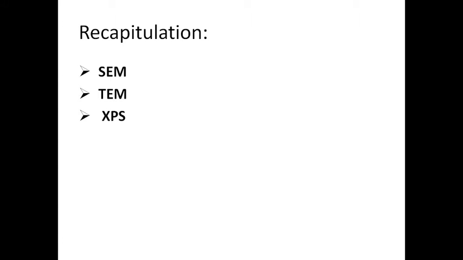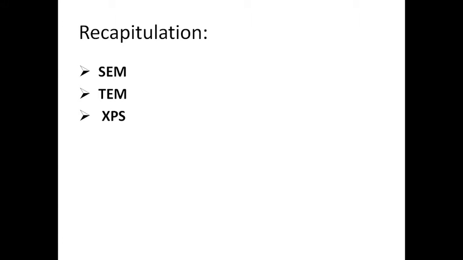First, we recapitulate scanning electron microscopy, that is SEM. In scanning electron microscopy, an electron beam scans over the surface of the sample. This is the basic thing of SEM, and here the sample can be of any thickness and is mounted on an aluminum stub. The image is shown on a TV monitor, and the image is of the surface of the sample. This is a surface phenomenon.